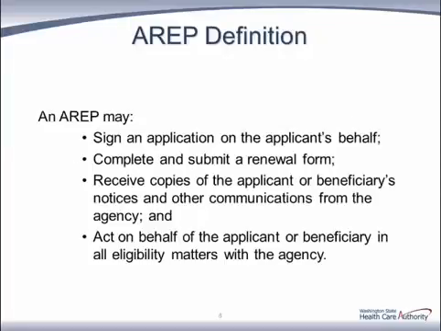An AREP may sign an application on the applicant's behalf, complete and submit a renewal form, receive copies of the applicant or beneficiary's notices and other communications from the agency, and act on behalf of the applicant or beneficiary in all eligibility matters with the agency. The AREP's authority depends on what the applicant or beneficiary has authorized the AREP to do.